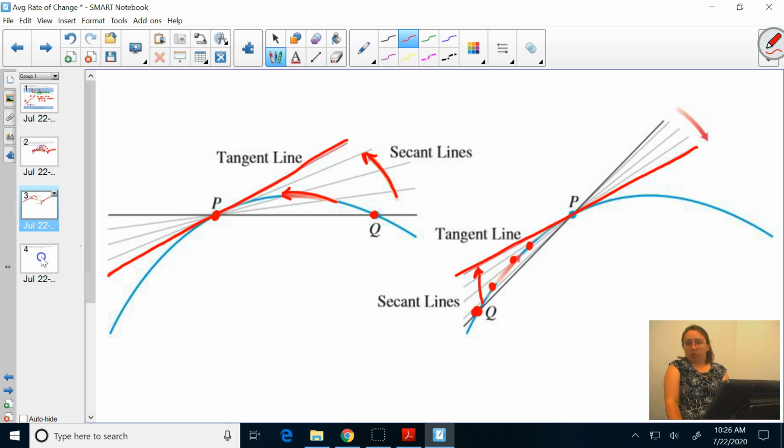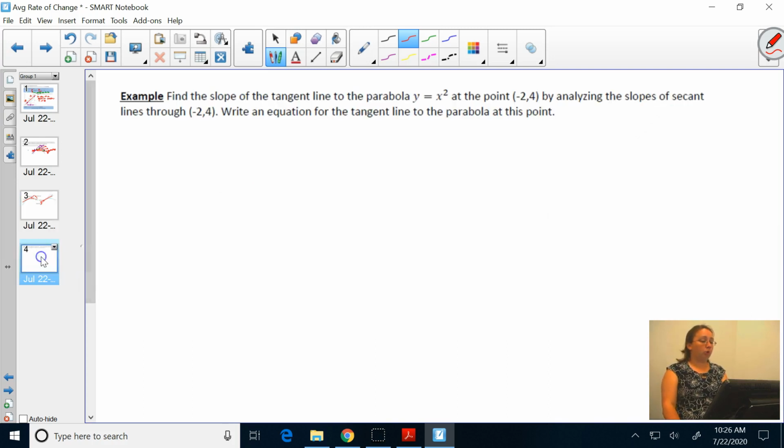So for today, we're going to assume there is a tangent line, and we're going to show you an example of how to find a tangent line without a picture. Find the slope of the tangent line to the parabola y equals x squared at the point (-2, 4) by analyzing the slopes of secant lines through that point, (-2, 4). Write an equation for the tangent line to the parabola at this point.